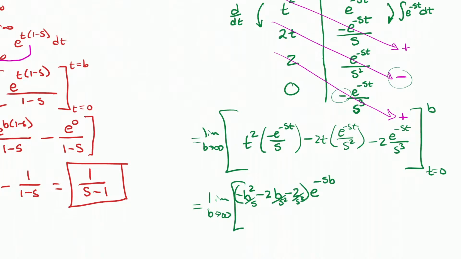Okay, that's what I get when I plug b in, and then I subtract, but it's subtracting a bunch of negatives, so it's going to be plus. The only thing that doesn't go away because of zeros, those are both 0 because t equals 0, is the last one. So that's going to be 2 over s cubed.